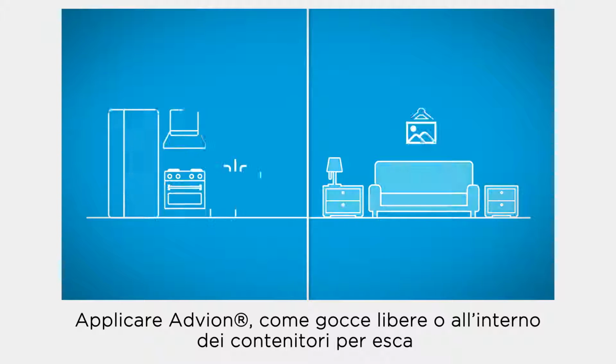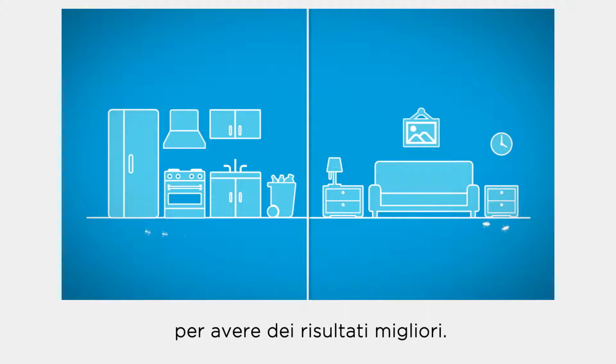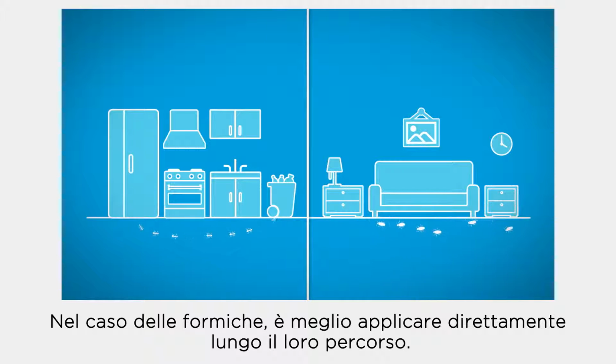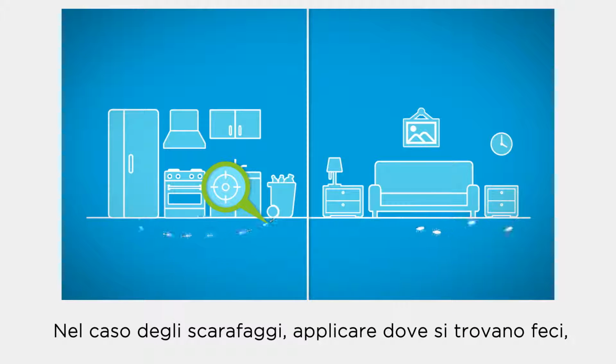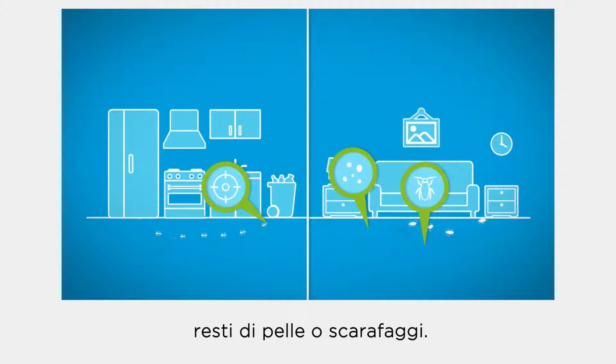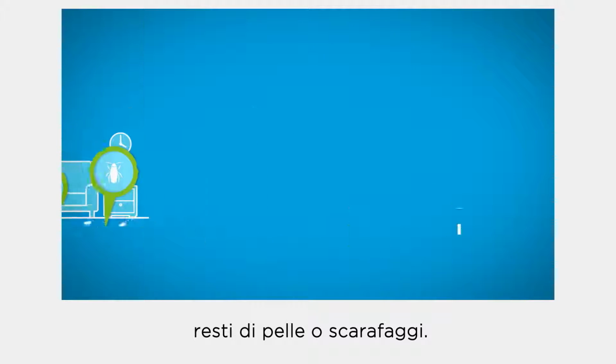Apply Advion as spots or in bait stations where pest activity is found to benefit from greater results. For ants, it is best to apply directly along the ant trails. For cockroaches, apply where you find fecal spots, cast or shed skins, or even living roaches.